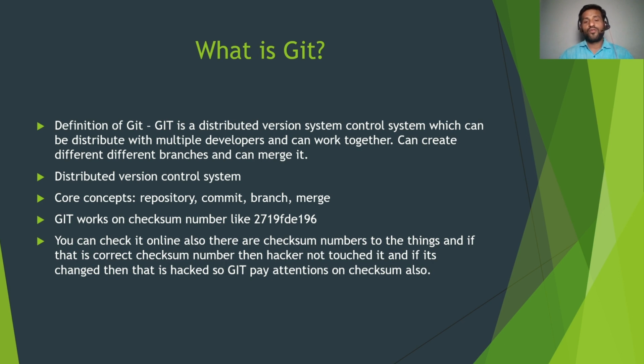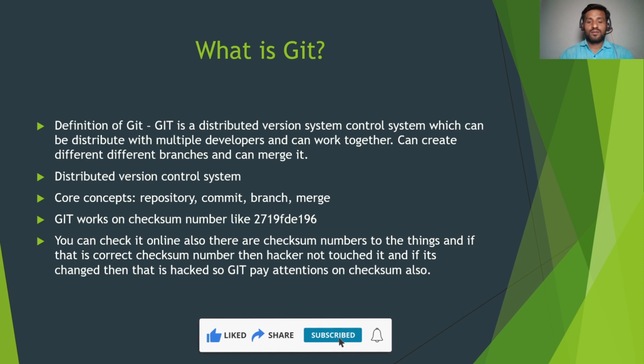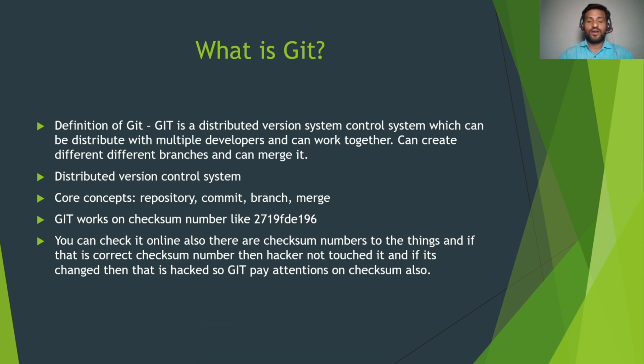For example, suppose developers are creating Facebook. Someone can work on the login page, someone can work on the comment section, someone can work on the like section. They can write code for these different sections at the same time, creating different branches. That's why this is a distributed version control system.